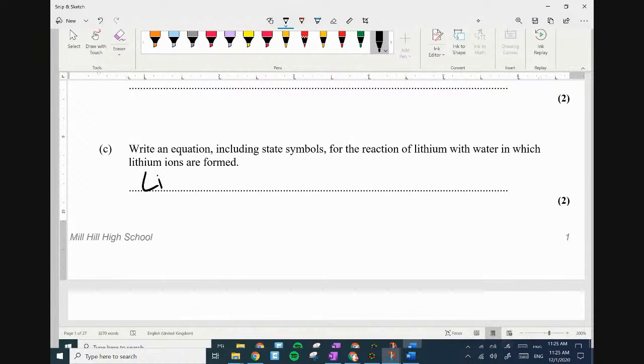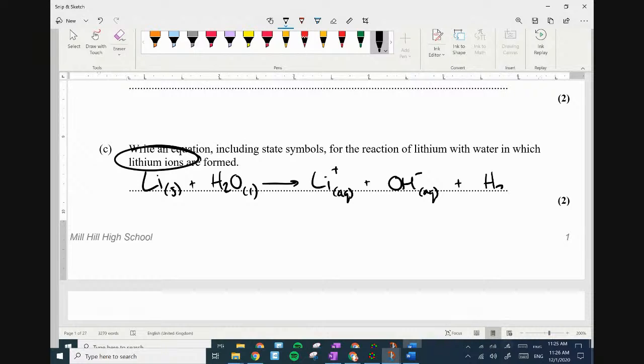Right, so lithium plus, including state symbols. Lithium solid plus water liquid goes to form, now we know from GCSE, it forms lithium hydroxide aqueous and hydrogen gas. But they want you to show the ions. So we just separate who can be ions. So in this case, Li plus aqueous plus OH minus aqueous and hydrogen gas. And balance as necessary with a half. And you're done. Nailed it. Great question, by the way. Love that. Love it. Great question.